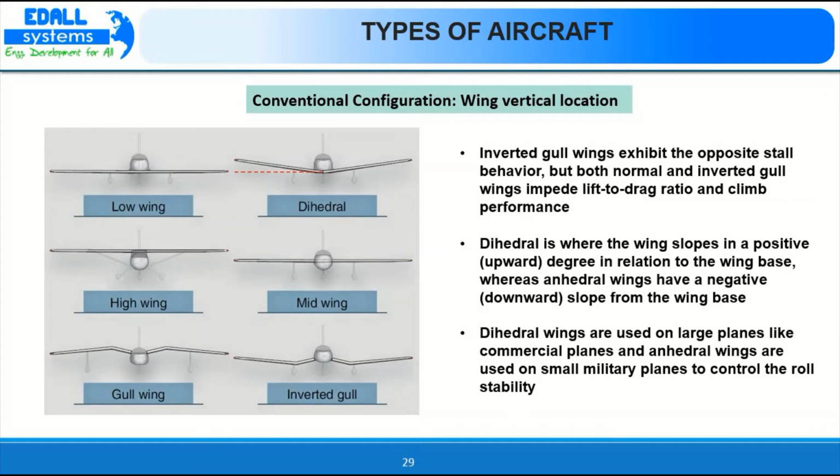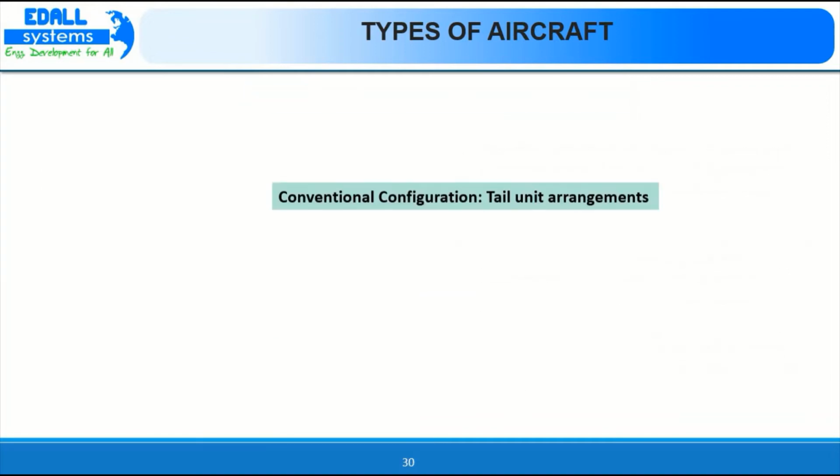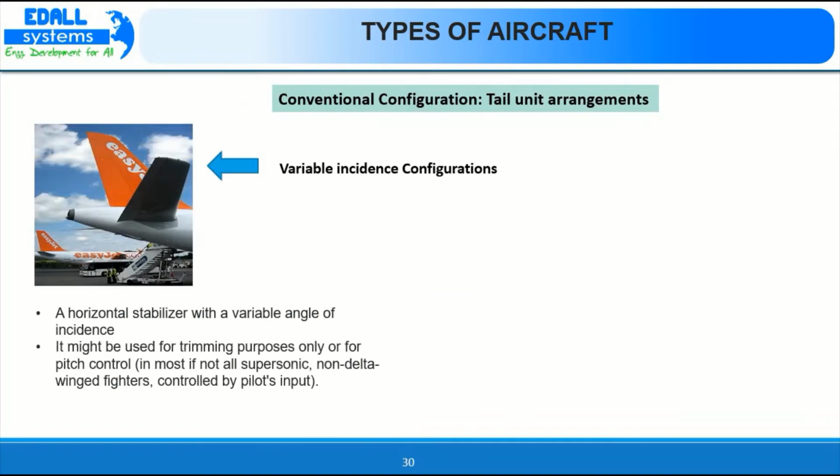Generally these wings are placed at the lower part of the fuselage, and they are more beneficial than anhedral wings. Dihedral wings are used on large planes like commercial planes, and anhedral wings are used on small military planes to control the roll stability. Then the next category we will see is tail unit configuration.